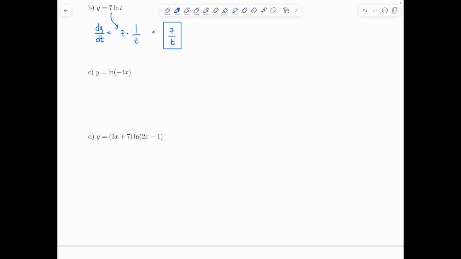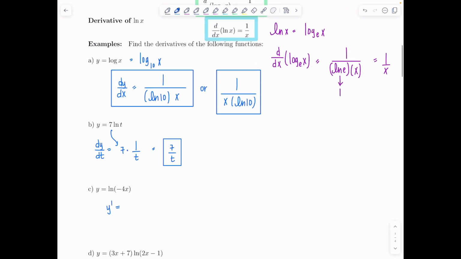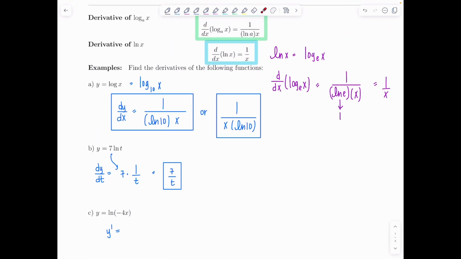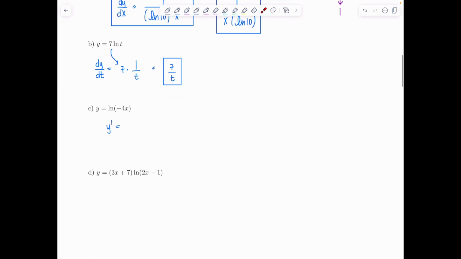C, y equals natural log of negative 4x. Okay, y prime, I'm switching up the notation just so you guys are used to all of it. dy dx, dy dt, y prime. So derivative of natural log of negative 4x. This time we have to do the chain rule. So I want you to go back, look at this rule. Derivative of ln of something is 1 over the something. So that's what we're going to do here.